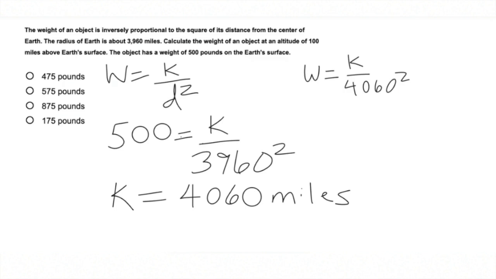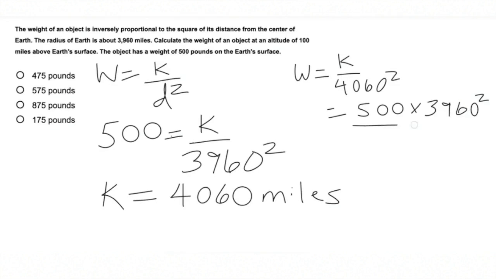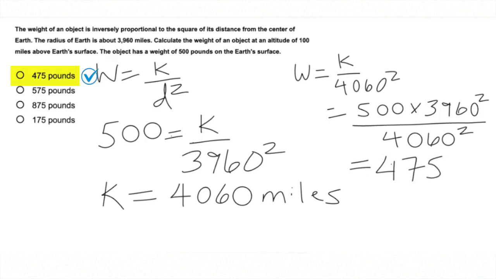So our W equals k over 4,060 squared. Let's plug in what we know for k. So it's going to be 500 times 3,960 squared divided by 4,060 squared. And if you do the math on those, you're going to get 475.39 pounds.